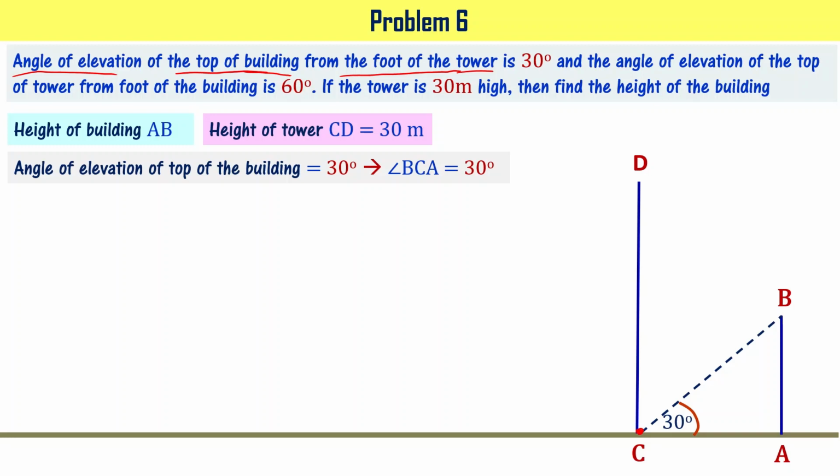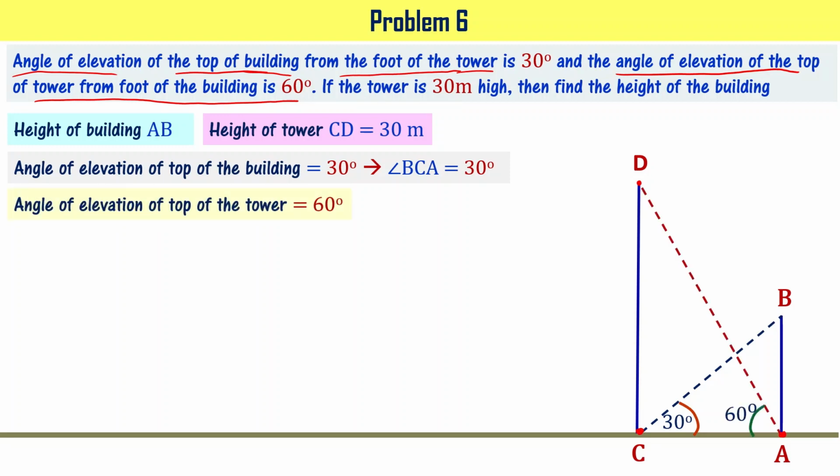Now let's see the next statement, that is the angle of elevation of the top of the tower from the foot of the building is 60 degrees. It means if you draw a line connecting A, that is foot of the building, to D, that is top of the tower, it makes an angle 60 degrees with line AC, that is ground. As you see here, that is angle of elevation of top of the tower, that is equal to 60 degrees. This can be written as angle CAD equal to 60 degrees.